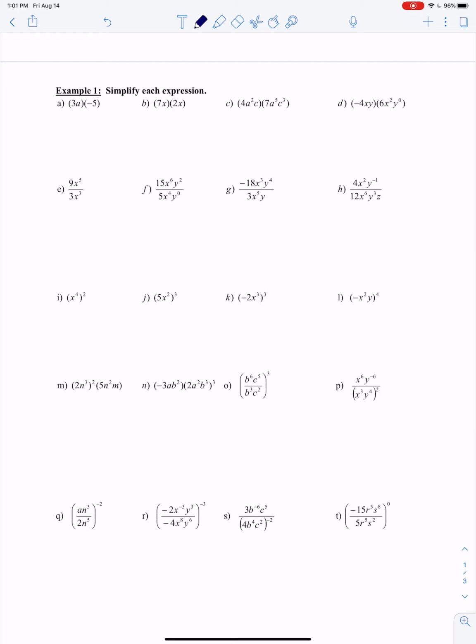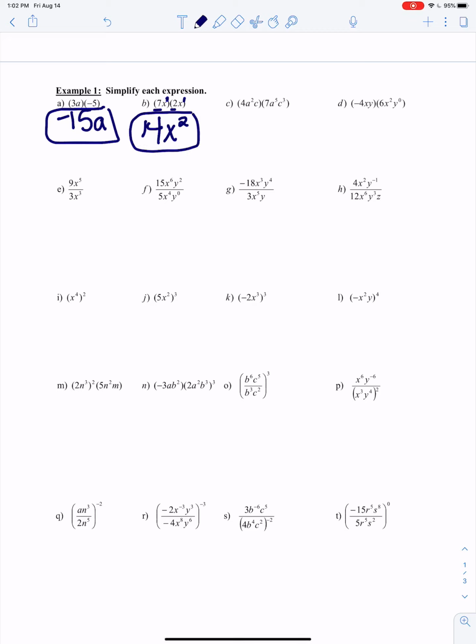So for our first one here, we're just going to do 3a times negative 5. So multiply your numbers. 3 and negative 5 is going to give you negative 15, and there's nothing else to do with the a. That's it for that one. B, very similar. Multiply your 7 and your 2. You're going to get a 14. You've got x and x. So remember, this is like that first rule. X times x, you add the power. Remember, there's an invisible power of 1. So it's going to be x to the second.